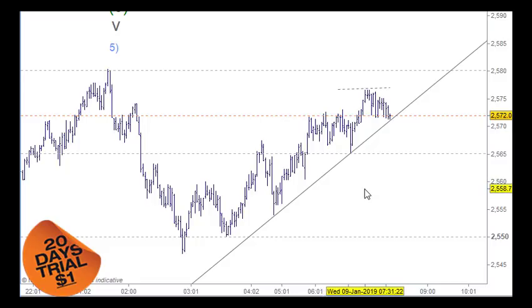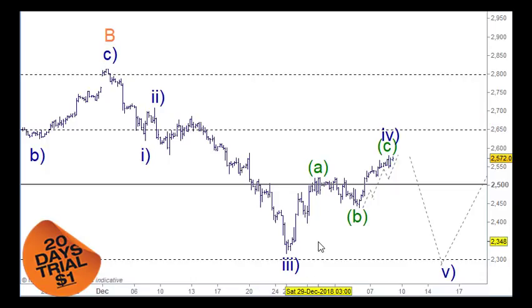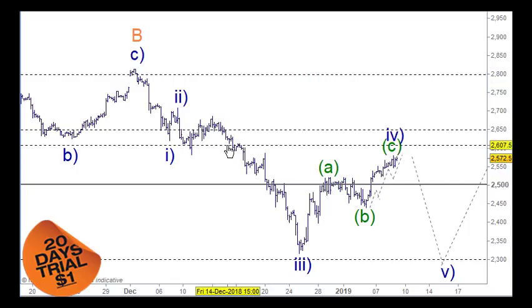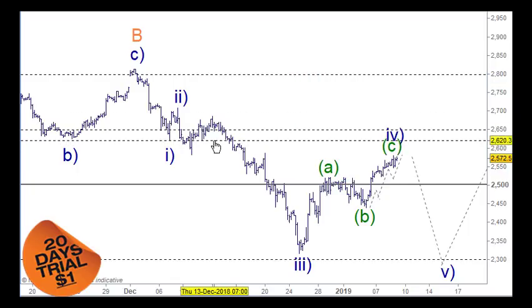And then we would need to recheck this whole count here really. But going back to the 4-hour chart, in terms of actually moving to the upside here, if this is wave 1 here, then we don't really want this market moving into that space here, because if it does that, then we need to be looking at other things.